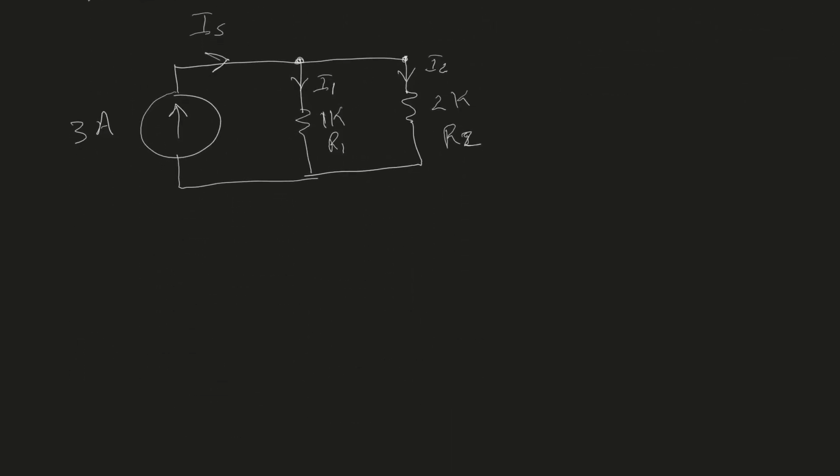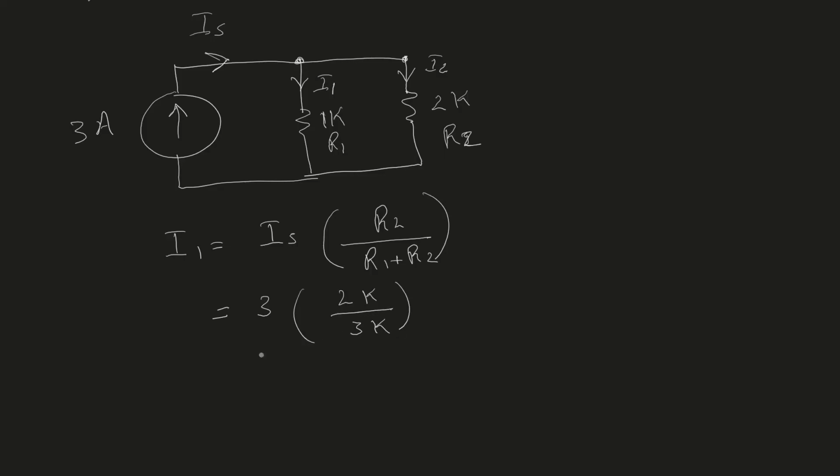So according to CDR, I1 is equal to the source current multiplied by the resistance of the other branch, which is R2, divided by the sum of the two, so R1 plus R2. So therefore, I have 3 amperes multiplied by 2 kilo and divided by 3 kilo. Kilo and kilo can cancel, 3 and 3 can cancel, so this will be 2 amperes. So we find very quickly that I1 will be 2 ampere.